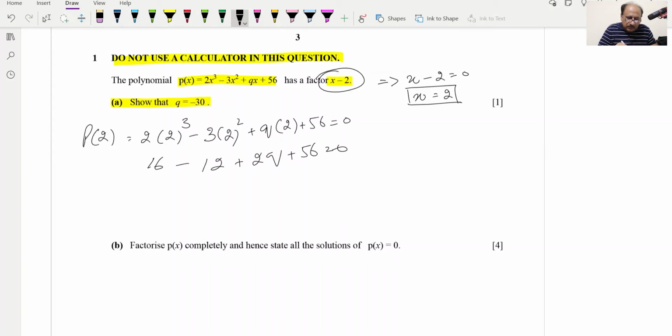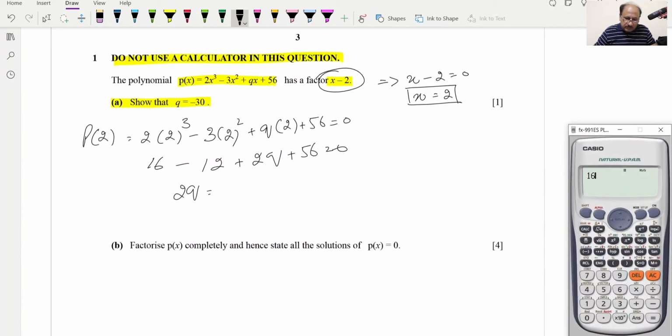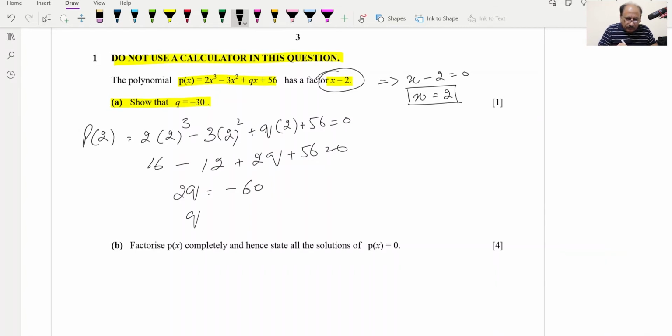Now we can rewrite it as 2q is equal to 16 minus 12 plus 56, which is equal to 60. So this implies when we shift 60 to the other side, it will be minus 60, so q is equal to minus 30. Do not use calculator means you will have to show complete working, which we are showing. So q is equal to minus 30, which we have shown. We needed to prove this.